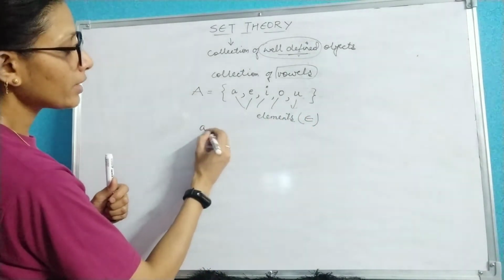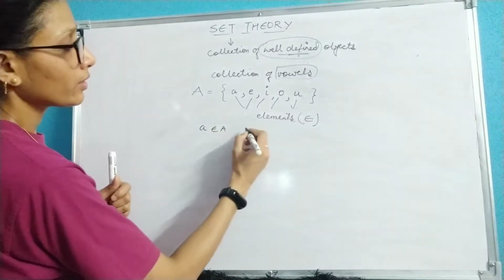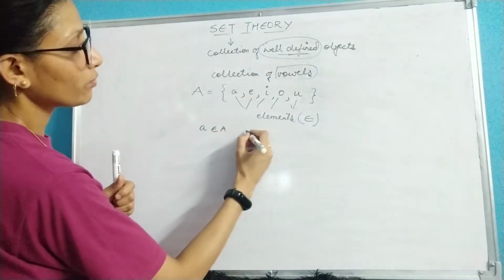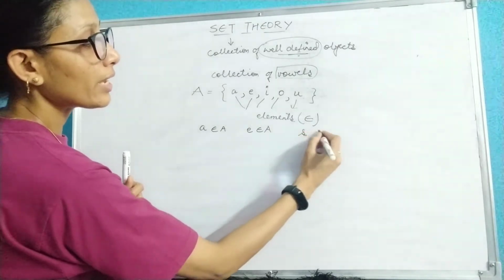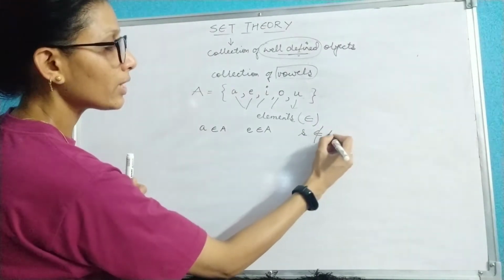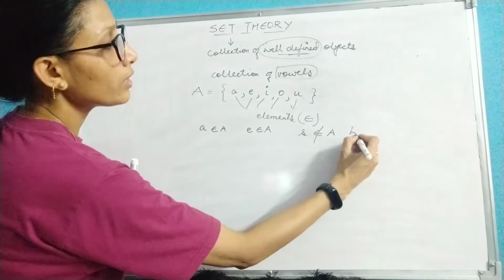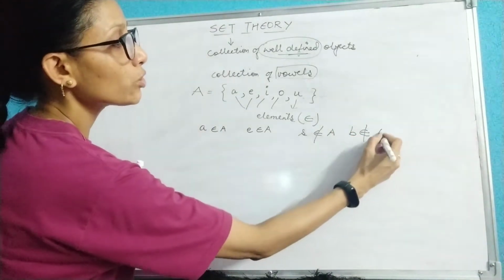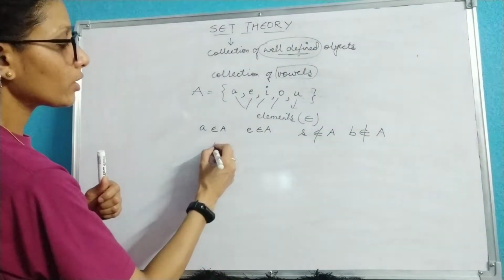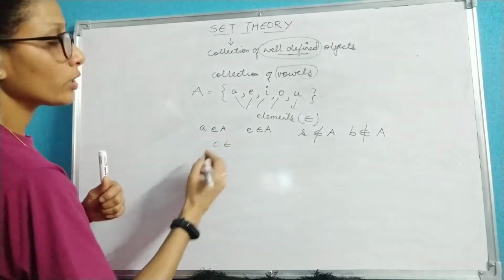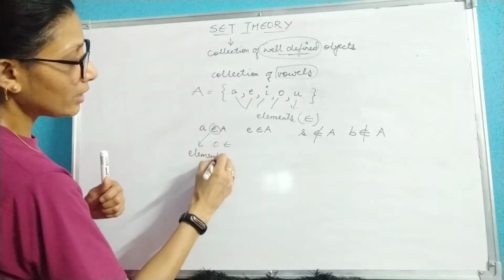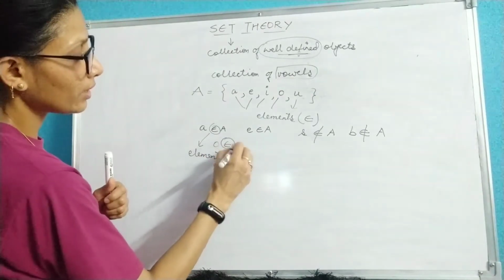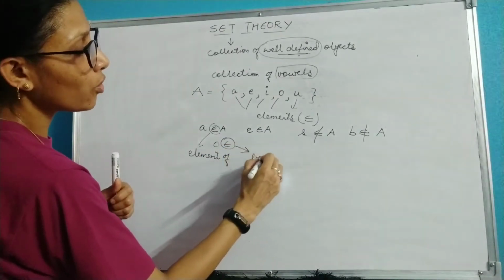That means a is an element of A. Small a is an element of A. E is an element of A. Or I can say S is not an element of A. B is not an element of A. Or I can say O belongs to. That means this can be read as element of, or this can be read as belongs to.